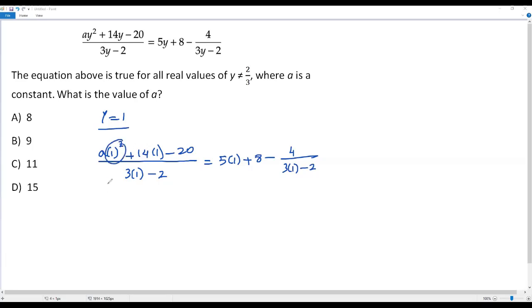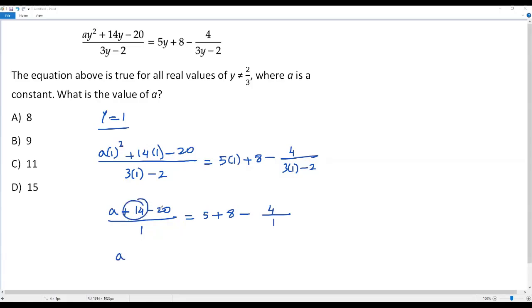Here the value of 1 squared is just 1. 1 times a is a, plus 14 times 1 is 14. Minus 20 divided by 3 times 1, which is 3. When I subtract 2 from 3, I am getting 1 in the denominator over here. Here 5 times 1 is 5, plus 8, minus 4 over, so the simplification of 3 times 1 minus 2 is just 1. Okay, since the denominator is 1, it can be ignored, then we can write a.